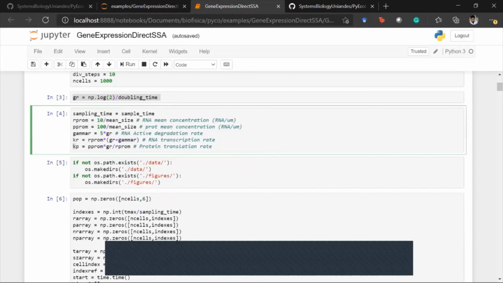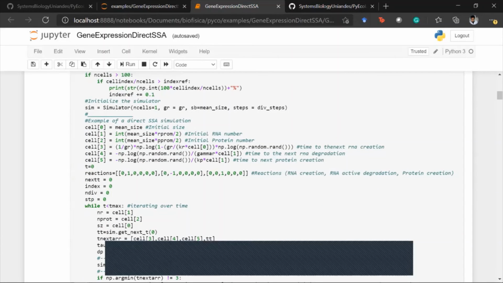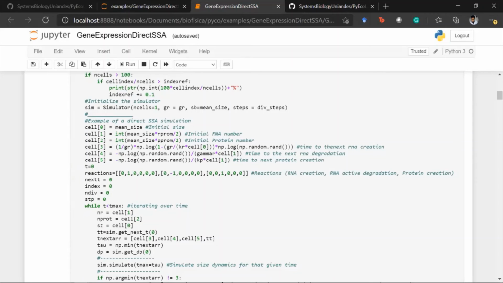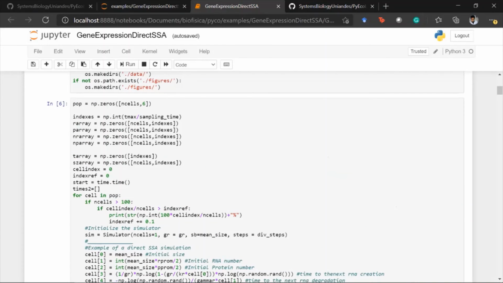The translation rate gives you the rate that proteins are produced. And we explain deeper the algorithm that we use to simulate this gene expression in our supplementary material. And I'm going to explain to you very briefly what this script does.